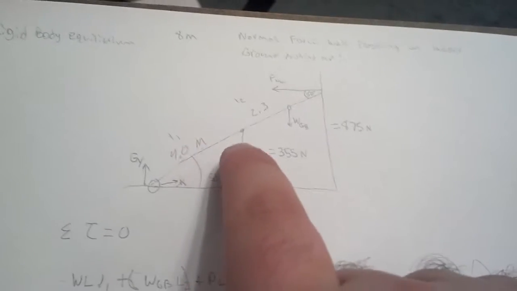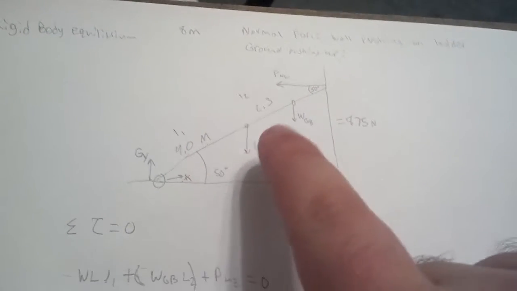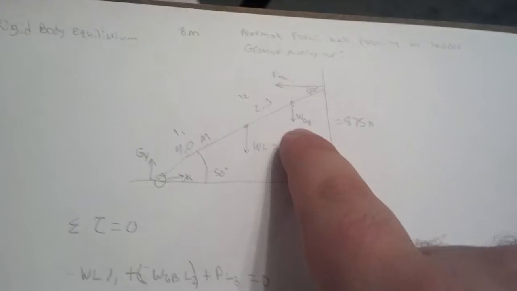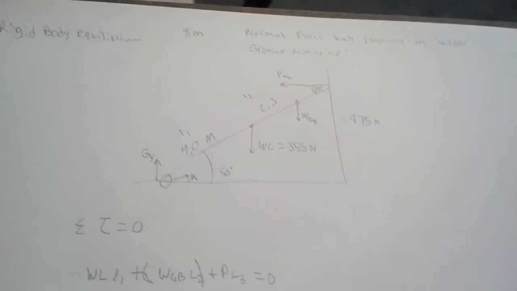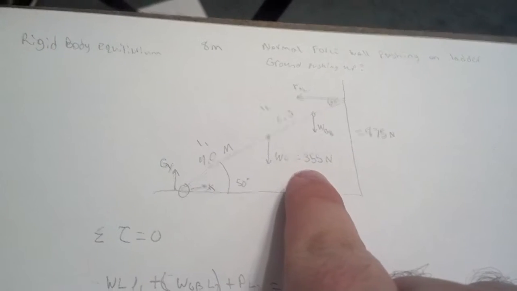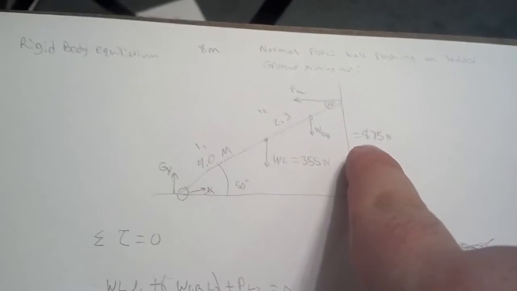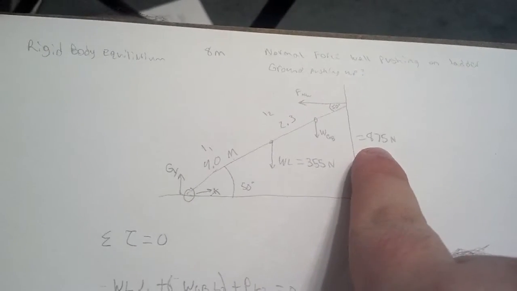The first distance from there to the midpoint is 4 meters, and then from the midpoint to the Ghostbuster is 2.3. The weight of the ladder is 355 newtons, and the Ghostbuster weighs 875.